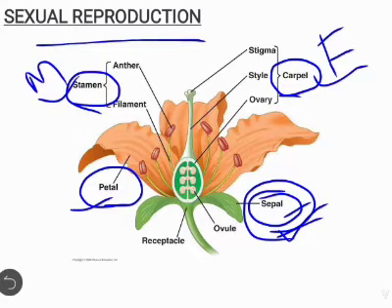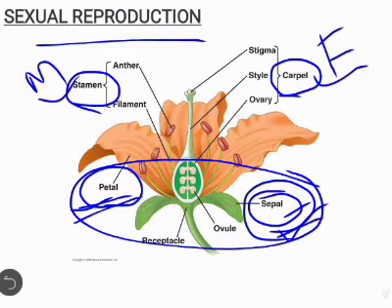Now come to the petals. Petals are either colored or white and are seen as the flower blooms. They usually attract insects, and the sepals and petals do not directly take part in reproduction. That's why they are known as accessory organs or accessory parts.